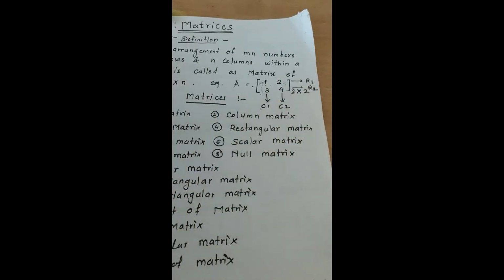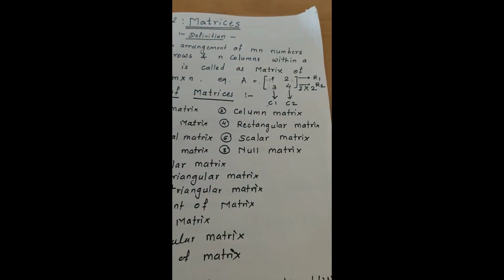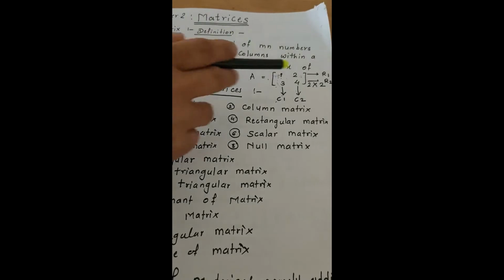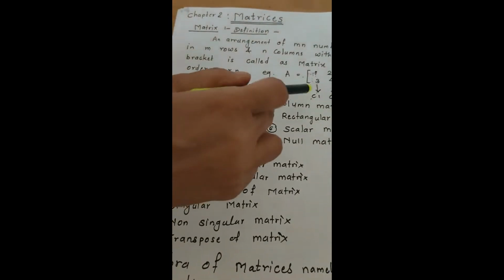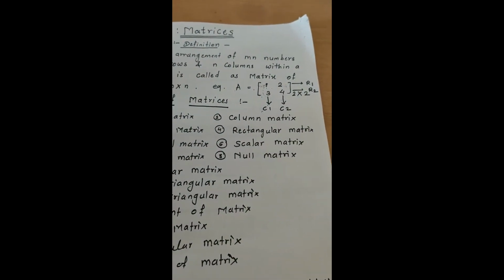The first row is denoted by R1 and the second row is denoted by R2. Similarly, the first column is denoted by C1 and the second column is denoted by C2. Generally, rows and columns are denoted by capital R and capital C.